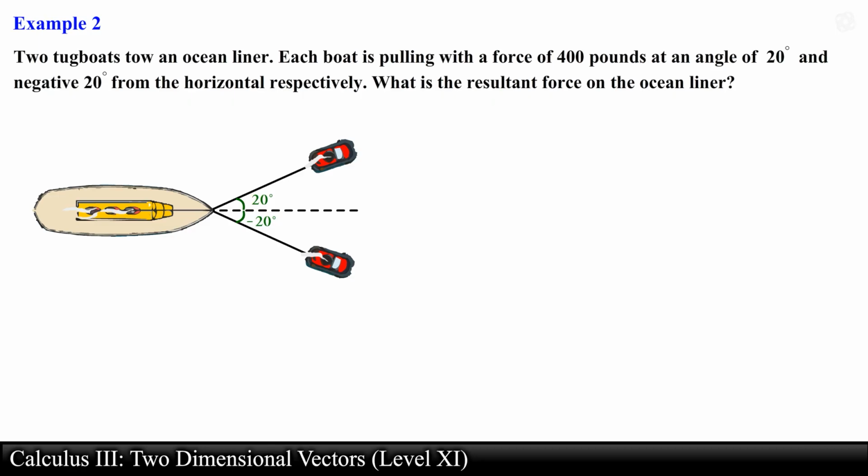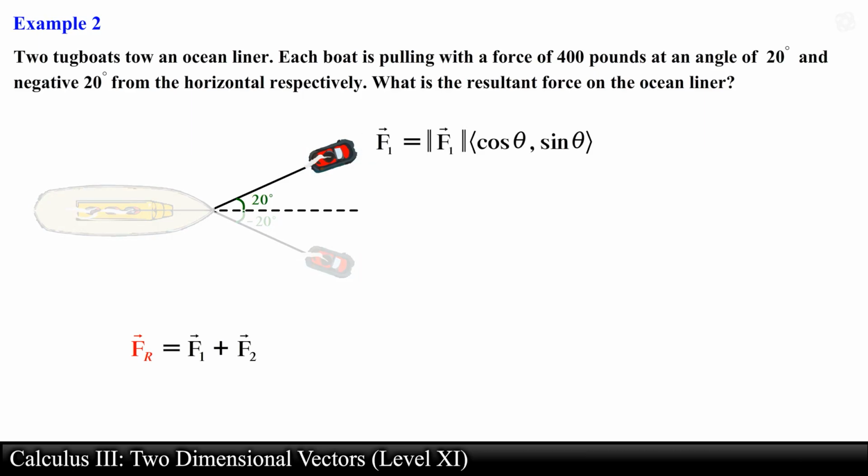Alright, here we want to find the resultant force on the ocean liner due to the combined pull of two tugboats. Recall that finding the resultant force requires that we add all the forces acting on a body. We accomplish this by adding the forces component-wise. So let's go ahead and first find the components of each force, and then we will add them together to find the resultant force. Similar to the previous example, we easily find the components by using right triangle trigonometry.